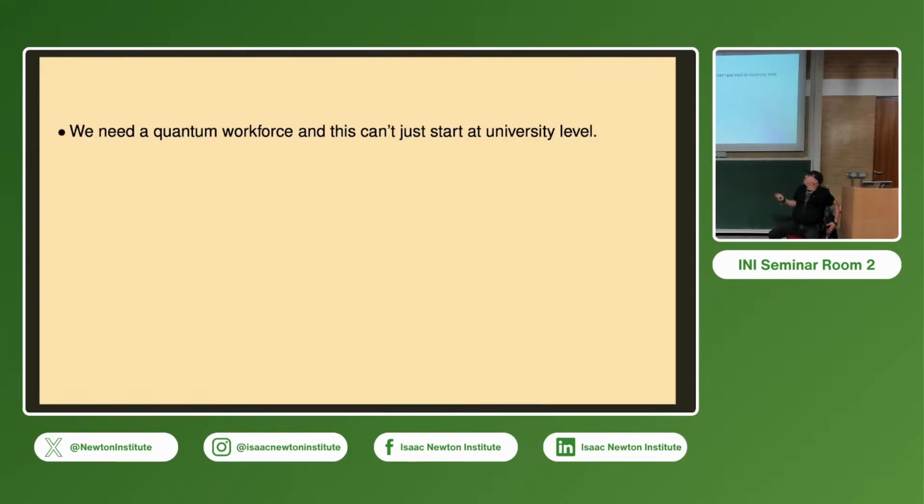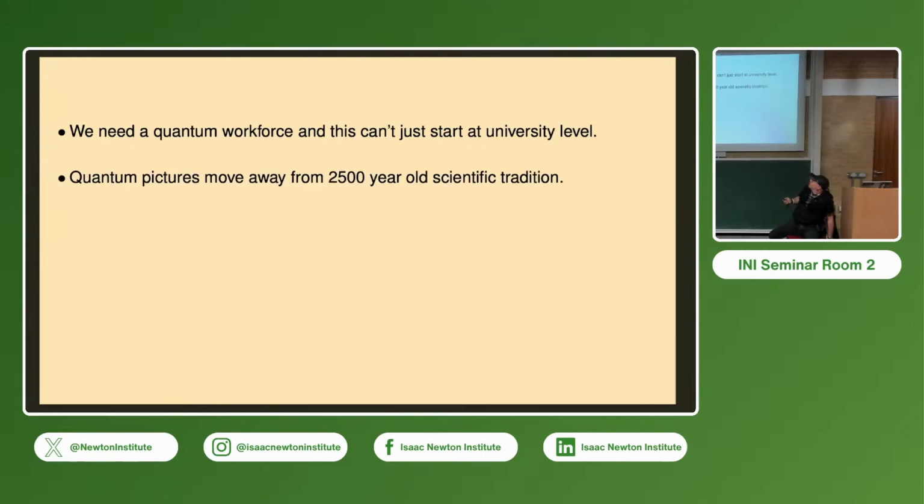I mean, for quantum, we need a workforce generation, and we can't just start at university level, because it's a different way of thinking. And one of the other interesting results we had here was that the 15-year-olds did much better than the 18-year-olds. Why would that be? They know less. They have less to unlearn. Effectively. So this is what I'm explaining now.